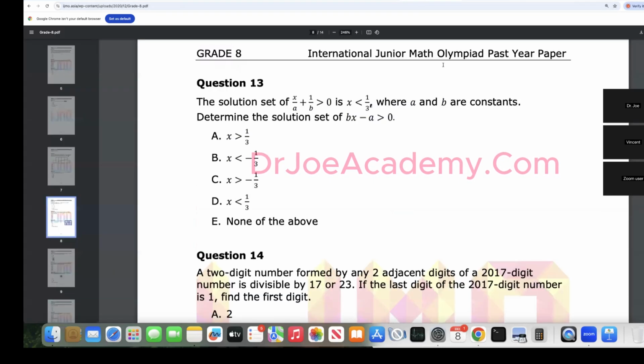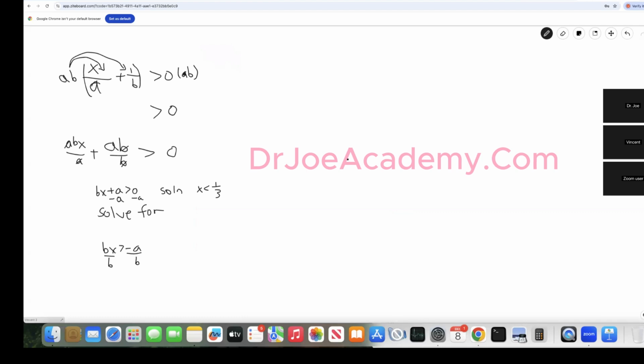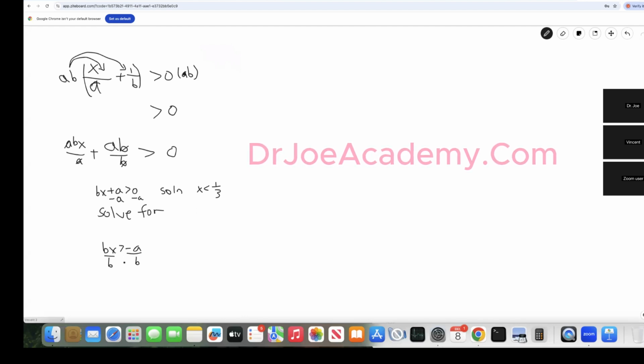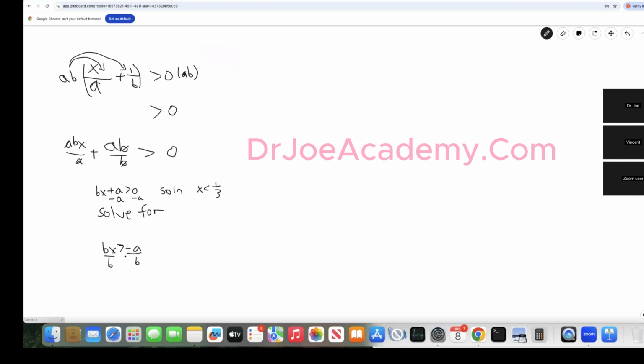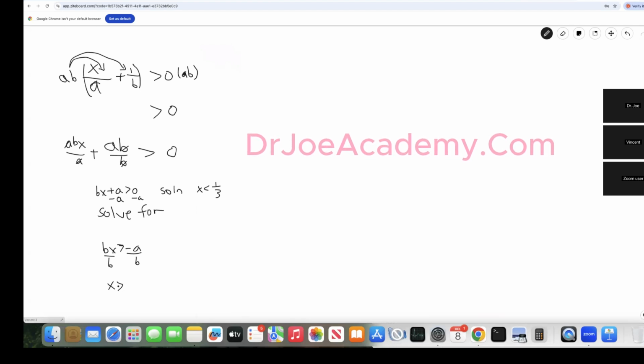let's just make sure, we don't know if A and B are positive. So this is kind of iffy, because if you divide an inequality by a negative number, it switches them, right? You have to switch the direction of the inequality. But let's just continue with this to show you one possible solution. So x is greater than negative A over B, right?